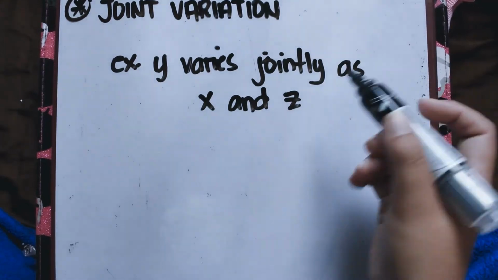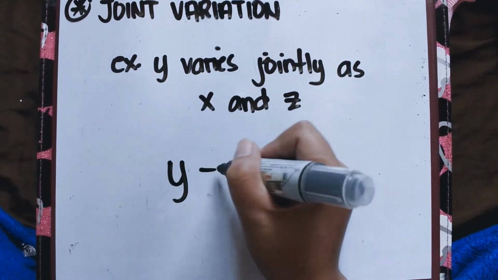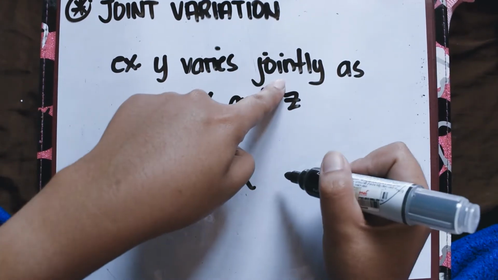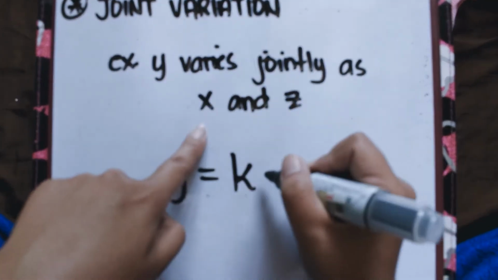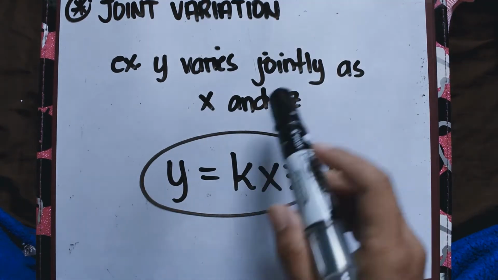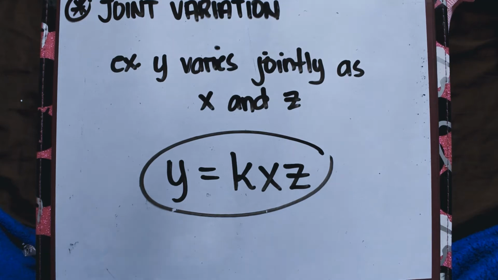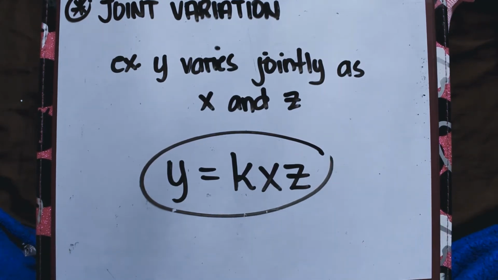So i-translate natin. Sabi dyan, y, di ba sabi ko yung varies, tinuro ko sa estudyante ko, yung equal sign. So y varies jointly, pag jointly, parang direct katabi niya, pero two or more variables na po. Varies jointly as x and z daw. Ito po yung kanyang equation. Y varies jointly as x and z. Parang direct, pero two or more variables na yung kasama ng ating constant. Yan po ang ibig sabihin ng ating joint variation.